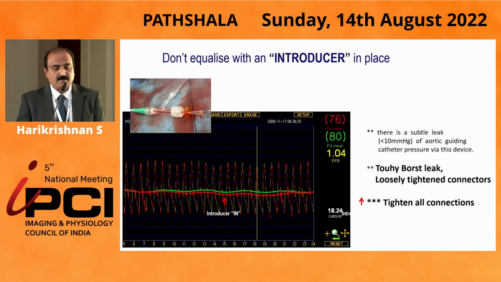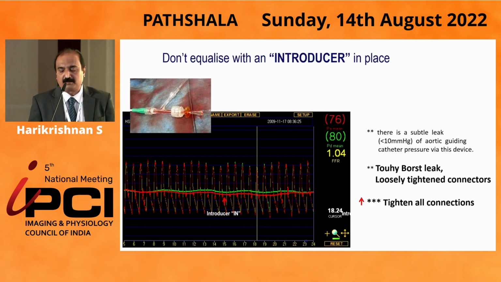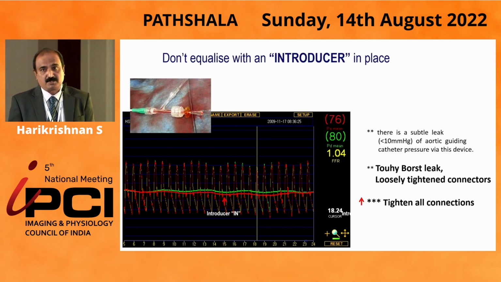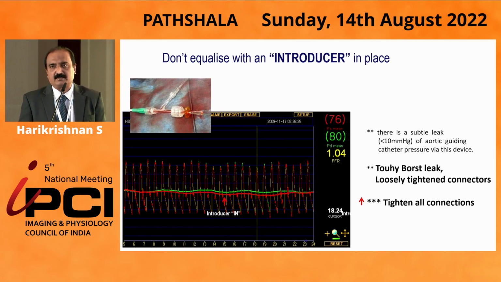So always remember, don't equalize with the introducer needle in place, because there is a subtle leak; a 10 millimeter difference can occur, which may affect us because we are looking at borderline lesions. A value of 0.78 or 0.82 will matter. So these steps are very, very important. The Y-connector, you have to tighten it. All the connections should be very tight, otherwise minor leaks can lead to very subtle variations which can affect your values.